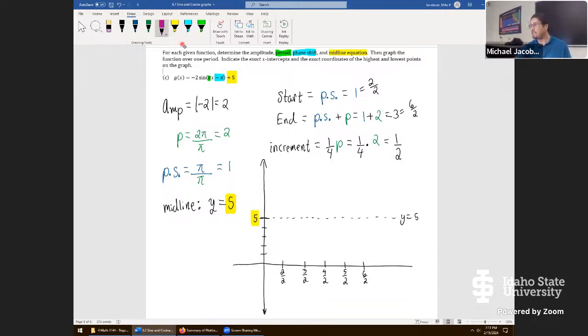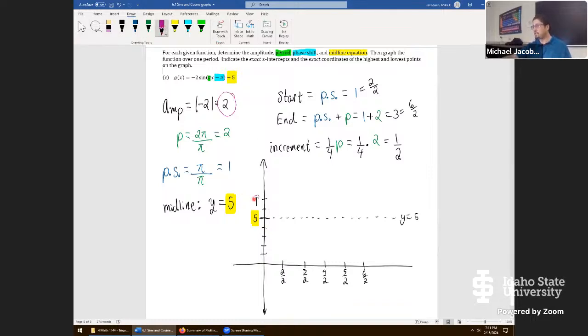Next thing we need to worry about is the amplitude. Amplitude of 2 meant something on the other graphs than it does here. Because we have a midline, amplitude of 2 means we go up 2 units to get to the peak, but that's from the midline. And then from the midline, you have to go down 2 units to get to the minimum. So let's put here, this goes up 5, 6, 7.